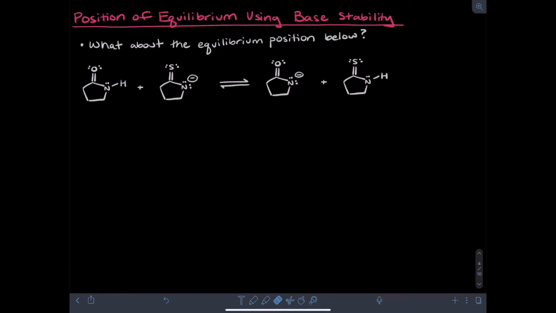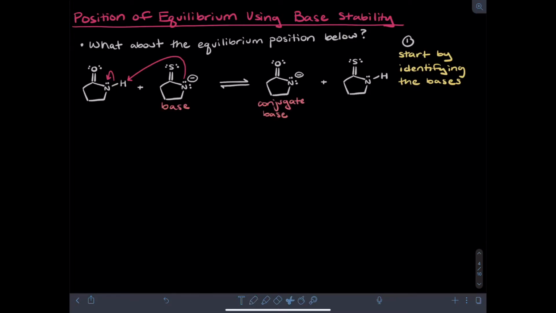Here I've just redrawn the same equilibrium from the previous page, so the first thing to do is identify the base and the conjugate base. I like to do this by drawing the curved arrow mechanism. I draw my curved arrow from the nitrogen lone pair with the negative charge to hydrogen, break the NH bond, and bring the electrons to nitrogen. The atom that's using its lone pair to deprotonate the NH bond is the base, and the molecule with the nitrogen with the negative charge on the product side is the conjugate base.